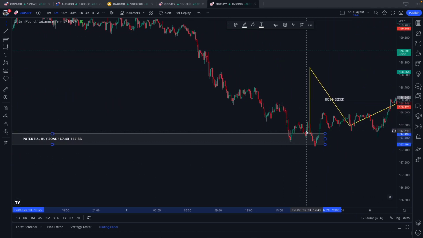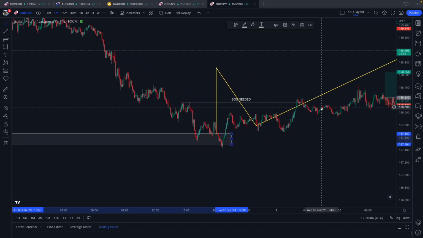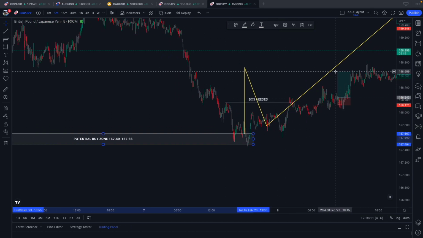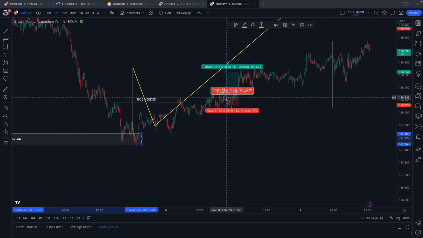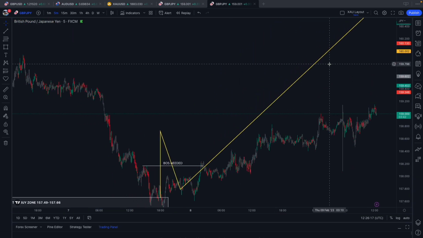Price has done exactly that. Price has delivered us with that penetration, the rejection to the upside, the break of structure, so that confirms that this correction has finished and the next bullish wave is ready to take place. So now that we understand that, we can look to trade this market higher.